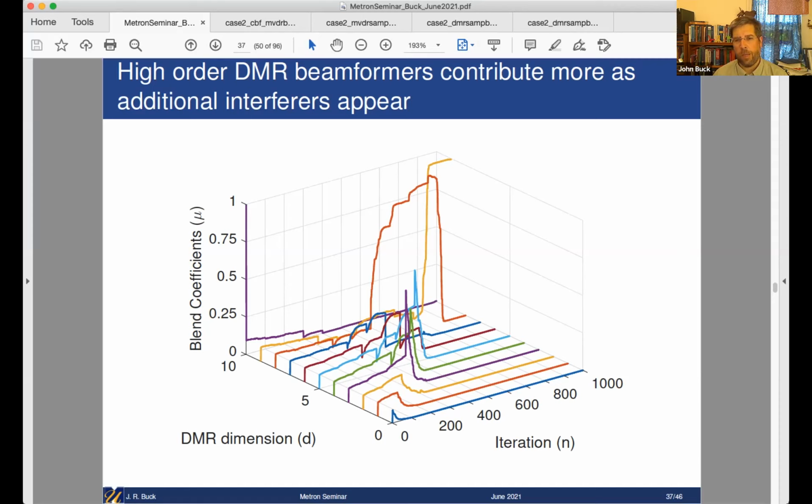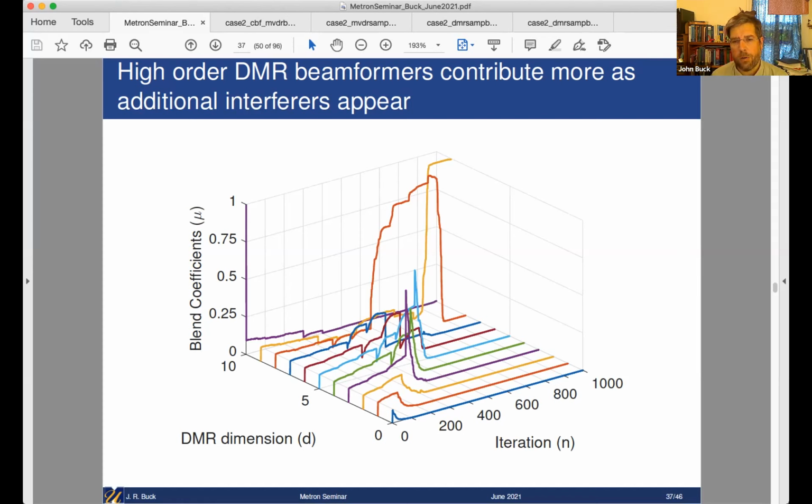So they all start roughly equally, but when I get 100 snapshots in, this one here is the one that's assumed there's one interferer. This is the point where the second interferer shows up, and this very rapidly attenuates because it says, I'm assuming there's one interferer. I can't null two of them. And so I have problems with that.